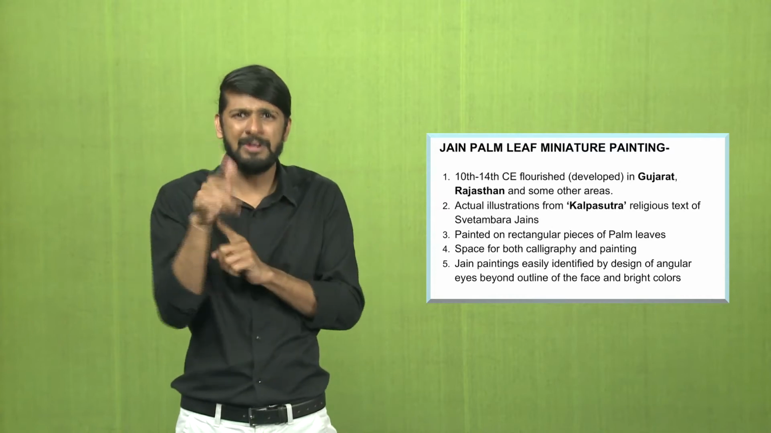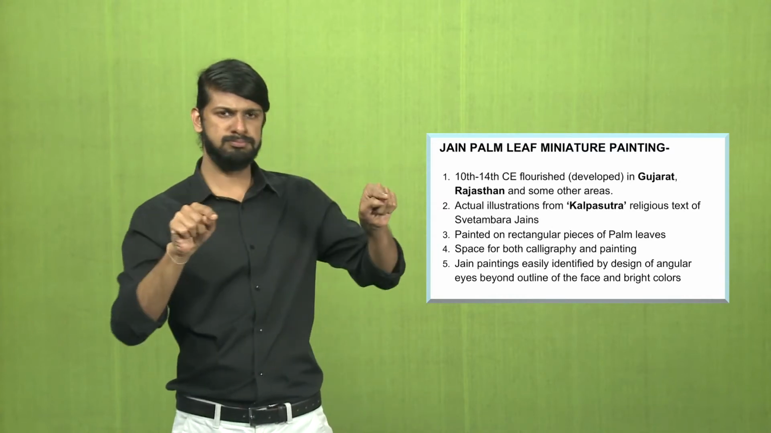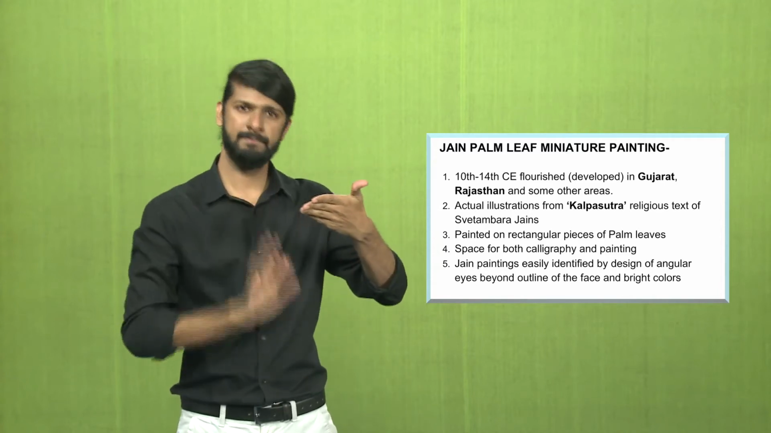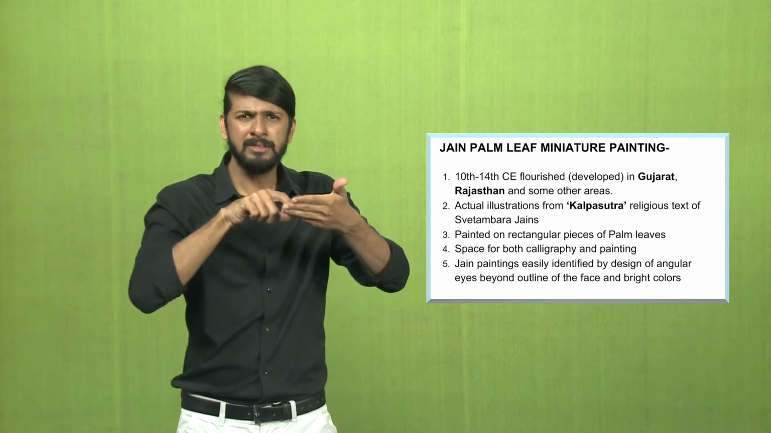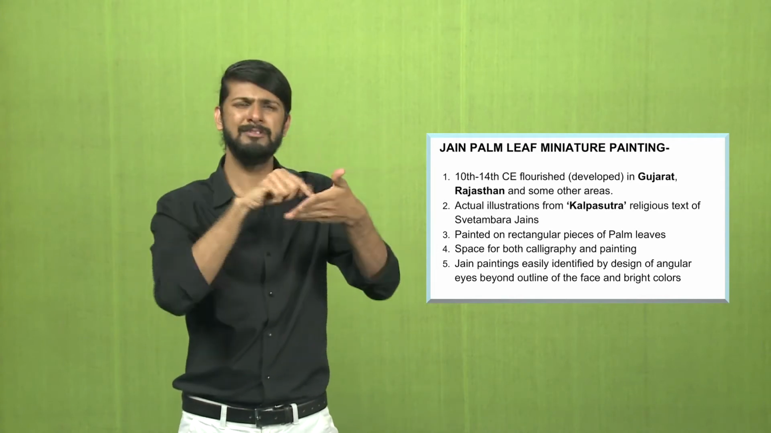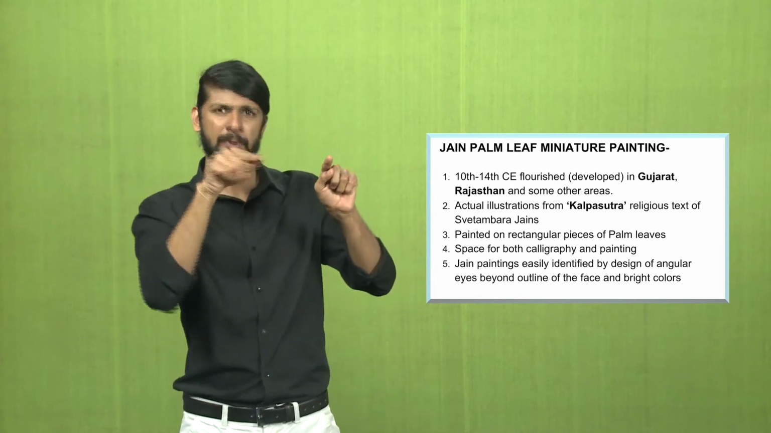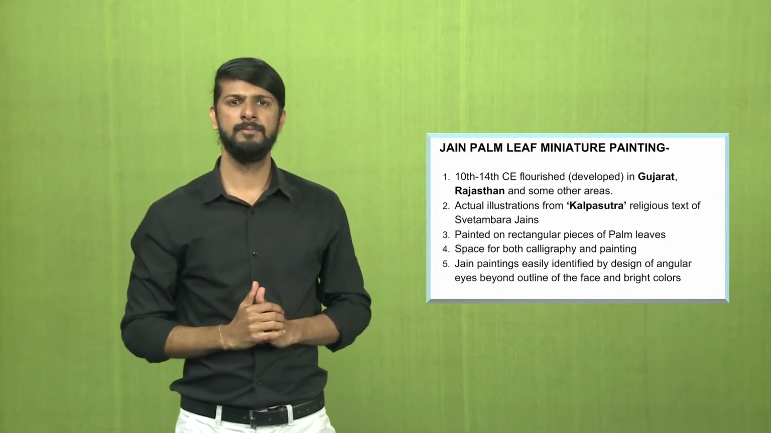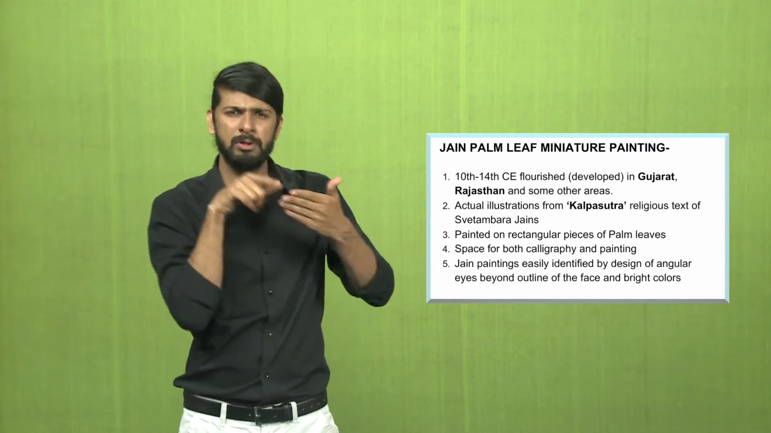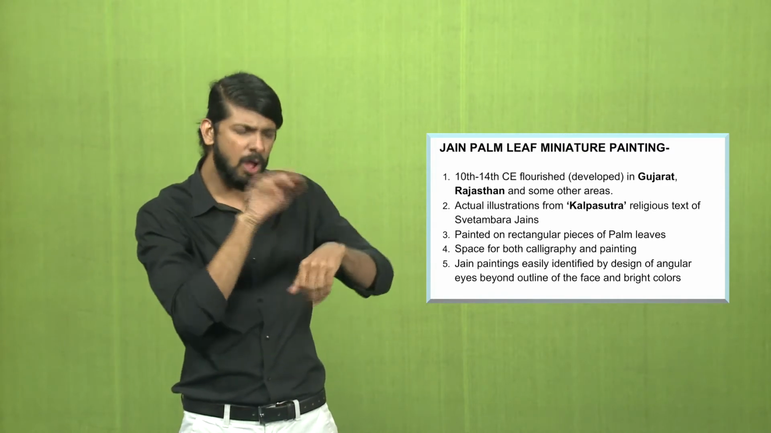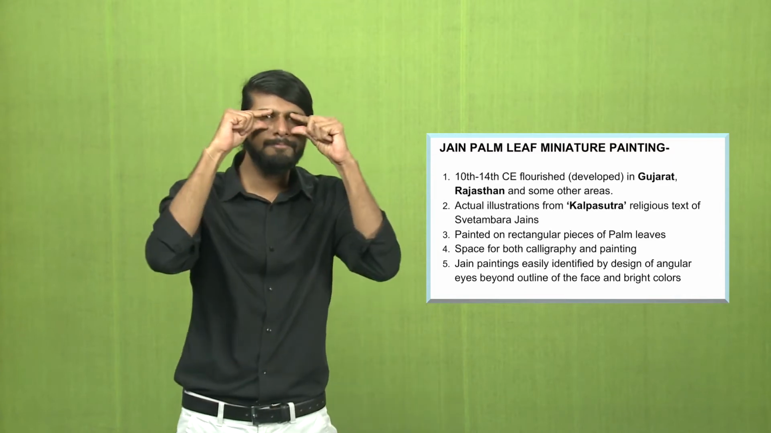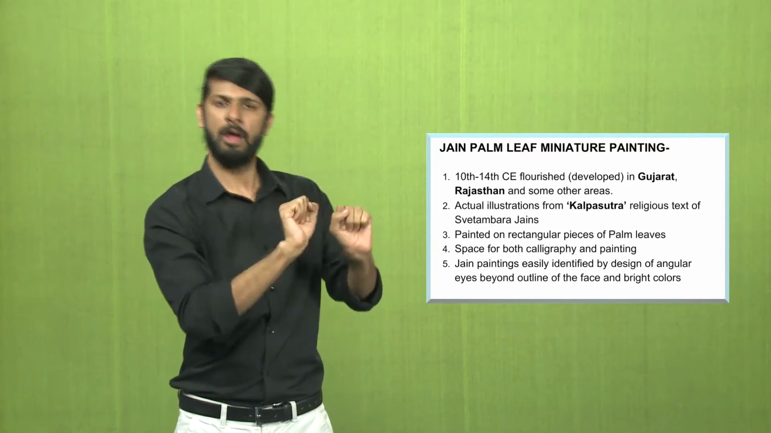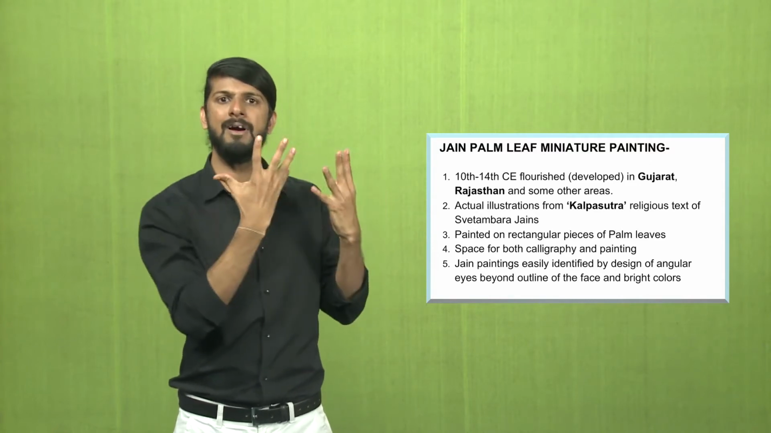These illustrations were done on rectangular pieces of palm leaves. The paintings were done in such a way that there was space for both calligraphy as well as painting. Jain paintings could be easily identified by the design of the angular eyes, which were often beyond the outline of the face, as well as bright colors.